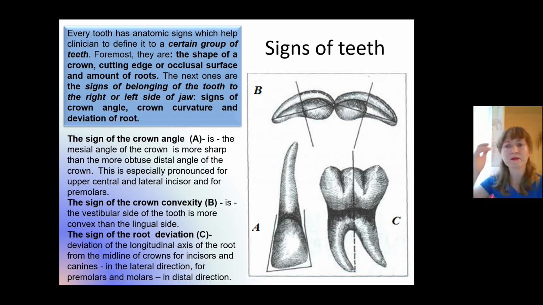The sign of the crown angle: the mesial angle of the crown is sharper than the more obtuse distal angle of the crown. This is especially pronounced for upper central and lateral incisors and for premolars. The sign of the crown convexity: the vestibular side of the tooth is more convex than the lingual aspect. The sign of the root deviation: deviation of the longitudinal axis of the root from the midline of the crown, for incisors and canines in the lateral direction, for premolars and molars in the distal direction.